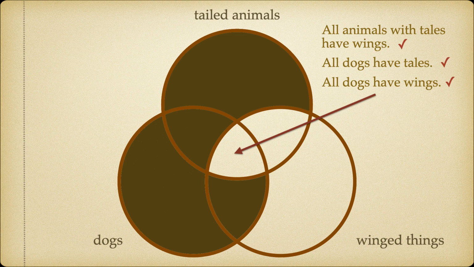And this is a very, very important lesson that we must learn about the concept of validity. A deductive argument's validity has nothing to do with whether or not the premises are true. The only thing that matters is whether or not the structure of the argument forces us to accept the conclusion if we assume that the premises are true.